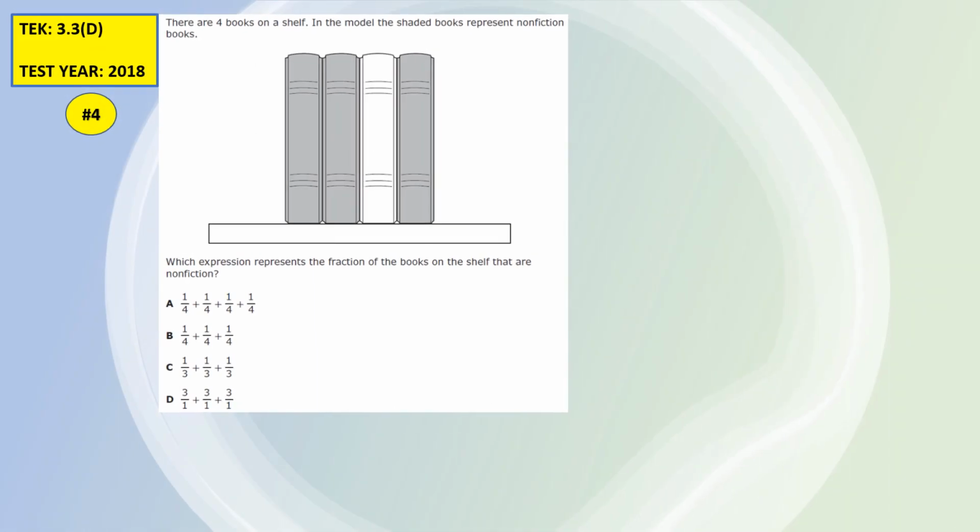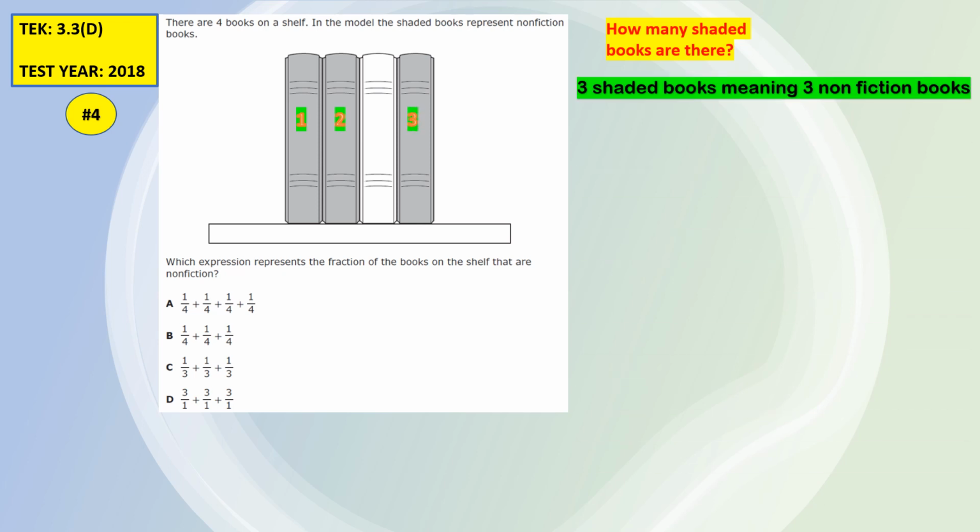So when looking at a model like this, you have 3 books that are shaded, 1 book that's not shaded. But we have to ask ourselves certain questions when we're talking about fractions. So the first question is, how many shaded books are there? 1, 2, 3 shaded books. 3 shaded books means 3 nonfiction books because only the nonfiction books are shaded.